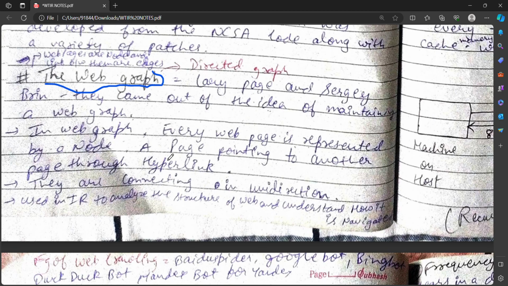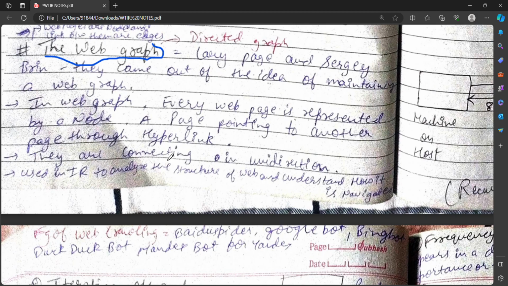Now in a web graph, every web page... what is a web page? A web page is a collection of content, images, videos, and different text formatting and all that. So in a web graph, every web page is represented as a node, and a page points to another page through a hyperlink. These web pages are connected to each other with the help of hyperlinks. So every web page represents a node, and the connection between them, the edge, is the link between them.